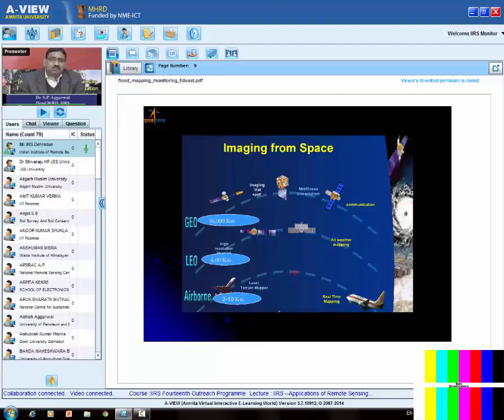If you fly at 2 km to 8 km, like an aeroplane, you have a sensor there, but we are not using it unless it is an emergency. The other two orbits are LEO and GEO.